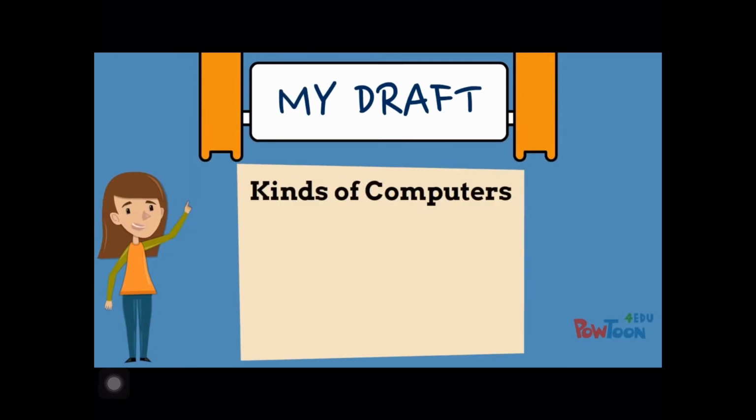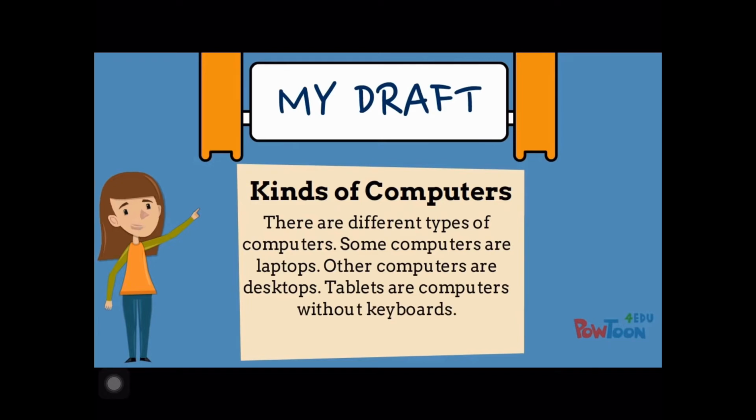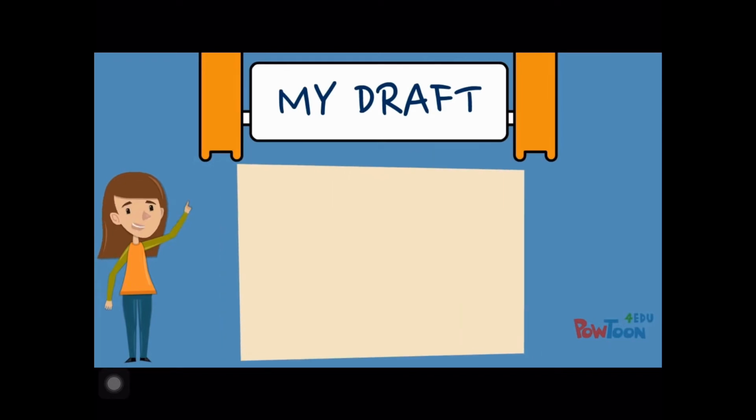Now I will write some facts that tell about different kinds of computers. There are different types of computers. Some computers are laptops, other computers are desktops. Tablets are computers without keyboards. Now I will draw a picture to go with this section.